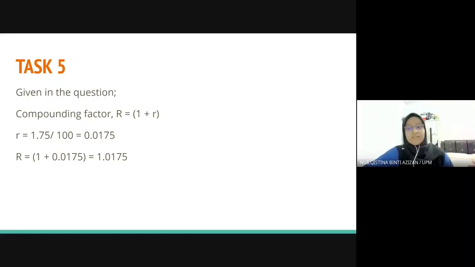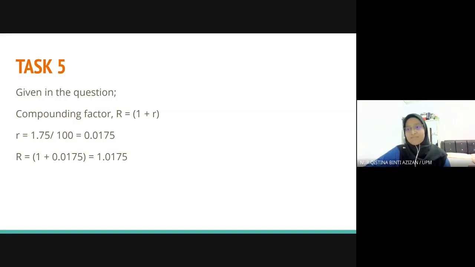Okay, for task 5, given in the question, we need to find the compounding factor, and the formula is 1 plus R. Given is the monthly interest rate, which is 1.75%. So we substitute the monthly interest rate into the given formula, 1 plus R, where R is the monthly interest rate. Then we get the answer for the compounding factor, which is 1.0175.